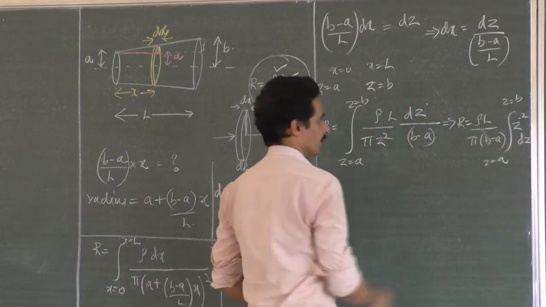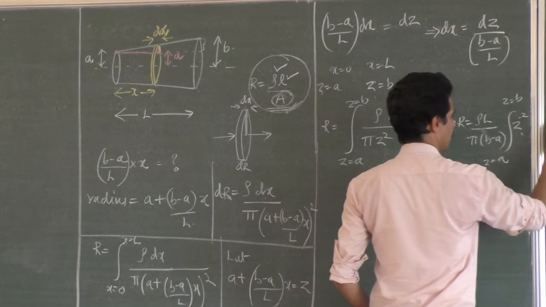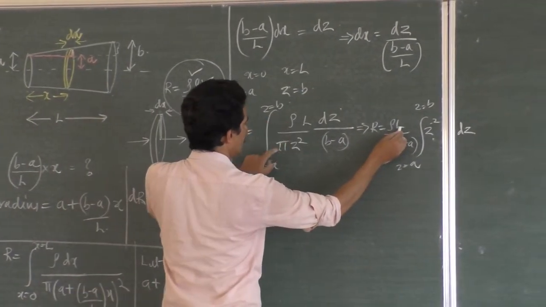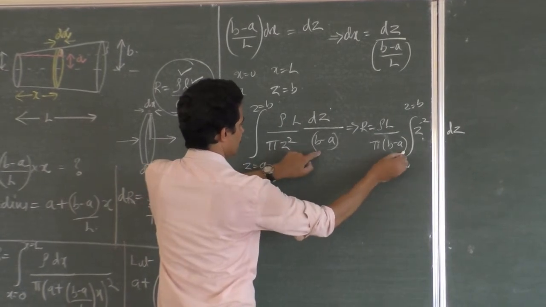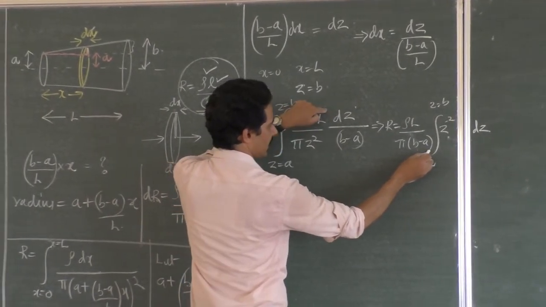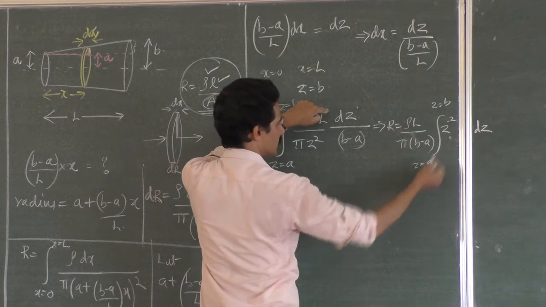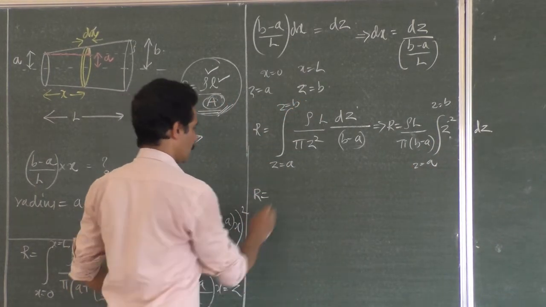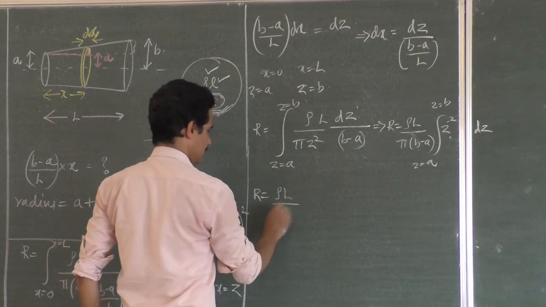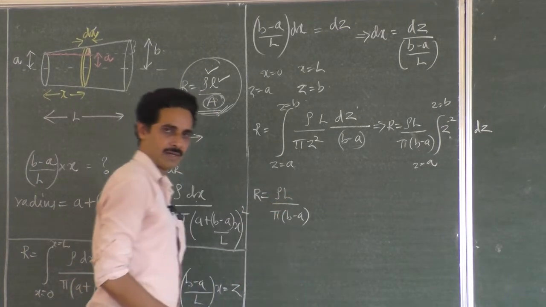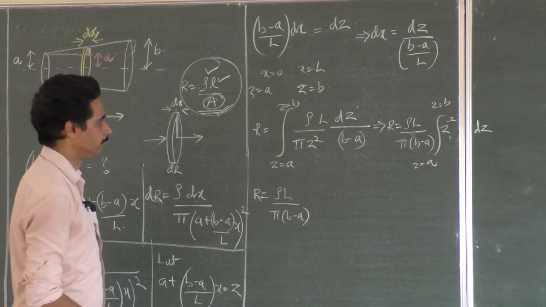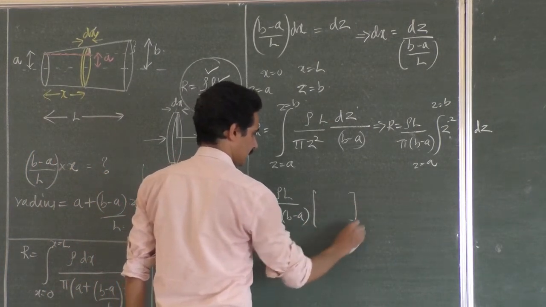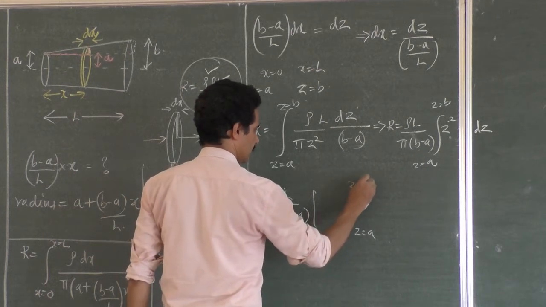Am I right? Okay, I'll write it here. z to the power minus 2 dz. Rho here, L here, pi and b minus a. z square I will take to the numerator, z to the power minus 2 dz. And you know the integration. Now only the mathematical part. R is equal to rho L by pi into (b − a). Am I right? Then after integration, z is equal to a, z is equal to b.